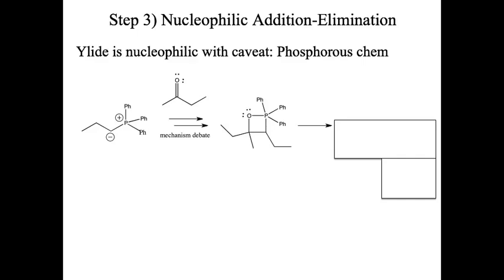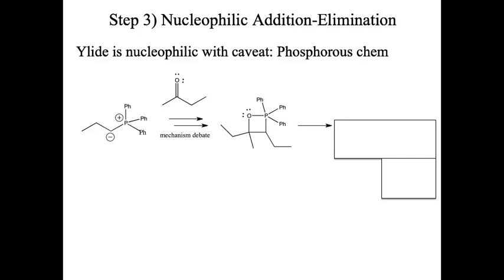Was that our final product? No. What did we need? A pi bond. A pi bond between what two atoms? Carbon and carbon. So we needed a pi bond running through there. To make that pi bond, what do I need? Electrons. So I need to find electrons from somewhere.